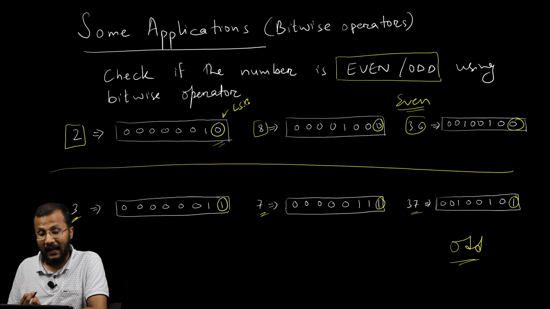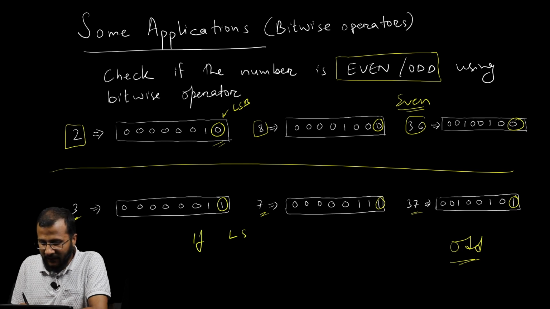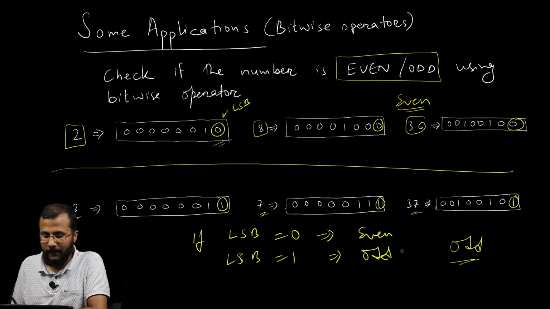That means if we can actually derive or extract the least significant bit, our job is done, right? If the least significant bit is 0, then we can conclude that the number is even. And if my least significant bit is 1, we can confirm that the number is odd by looking at these examples.